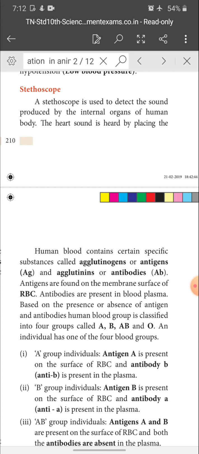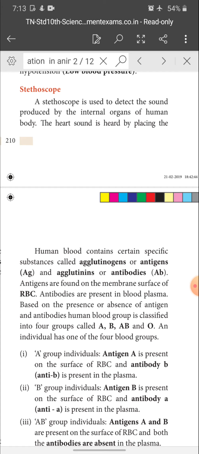I said blood consists of a liquid part and a solid part. The liquid part is plasma, and the solid part is blood cells. In the same way, lymph also consists of plasma like blood, and the composition of plasma is the same as in blood. But regarding blood cells, it has only one type, lymphocytes alone. No other blood cells are present, right?